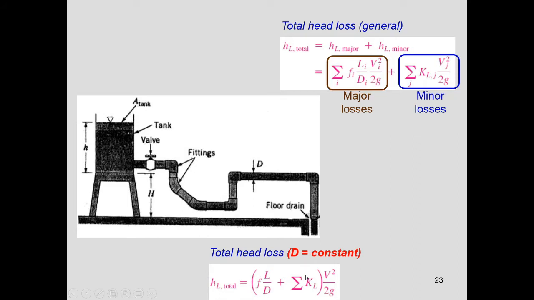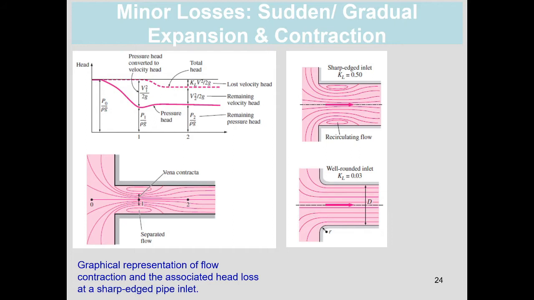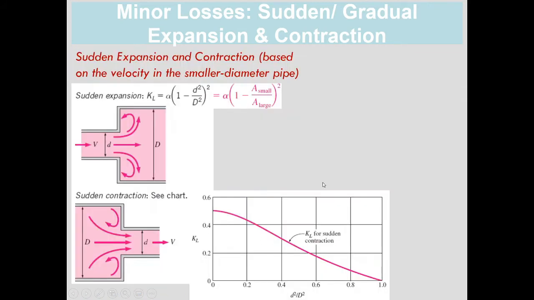To get the value of KL, there is normally a handbook. As an example, for a pipe inlet, if it is a sharp-edged inlet, then KL is equal to 0.5. If it is a well-rounded inlet, then KL is equal to 0.03. KL will be different depending on the situation. Even for the inlet, you can see that the value of KL for a sharp edge is really different from the well-rounded inlet.